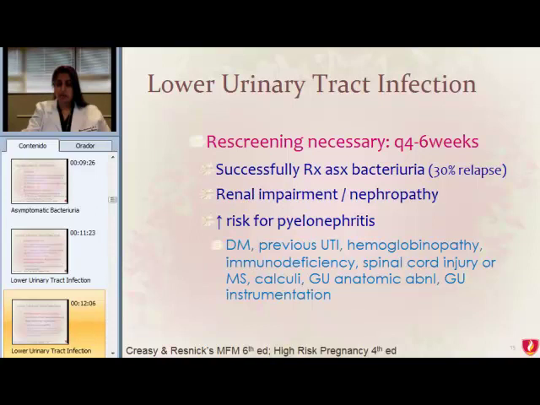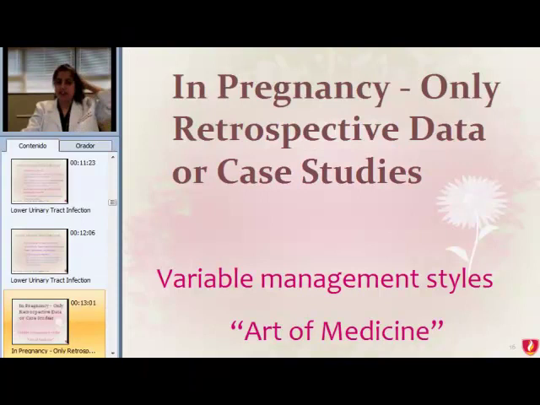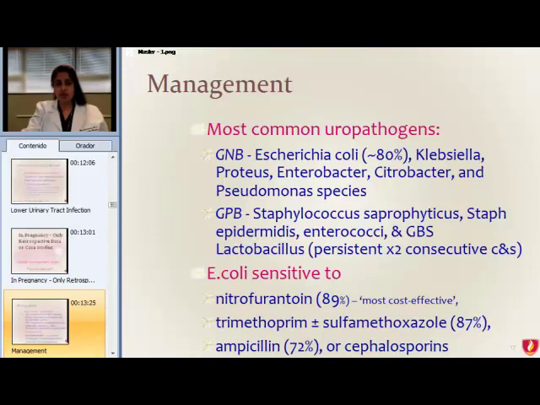Also, patients who are at higher risk of developing pyelonephritis, like patients with renal impairment or nephropathy, diabetes, sickle cell trait, multiple sclerosis, urinary calculi, or genitourinary anatomic abnormalities, should also be screened with urine cultures Q4 to 6 weeks. Before I discuss management, I just want to let you know that in pregnancy, we have only retrospective data with respect to management of renal disease or case studies. So management varies, however, we have a lot of good level one evidence in the non-pregnant state, and I will discuss that as it applies in pregnancy.